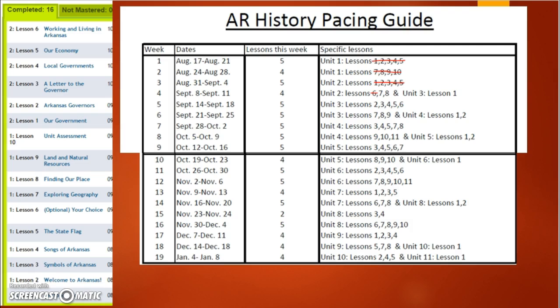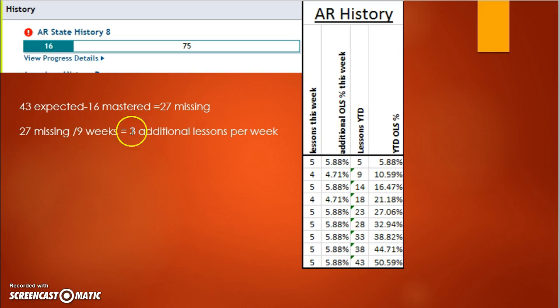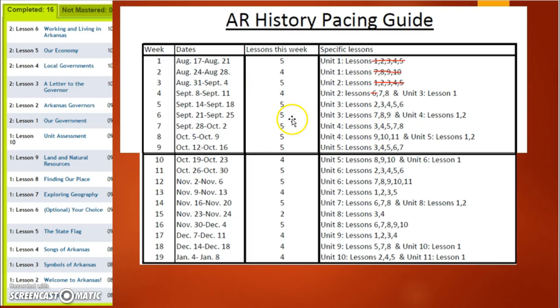So here's what you do from here. Now that you know it's 3 additional lessons a week, you have to look at the pacing guides. So next week, let's talk about this week. This week, the student should be doing 4 lessons, which is Unit 5, these 3, then Unit 6, this 1. In addition to these 4 lessons, they should also come up here and do Unit 2, Lessons 7 and 8, and Unit 3, Lesson 1.